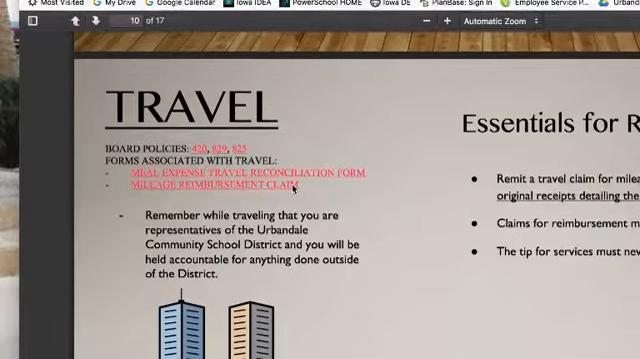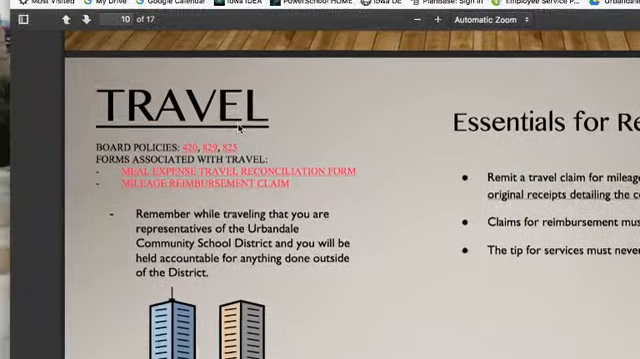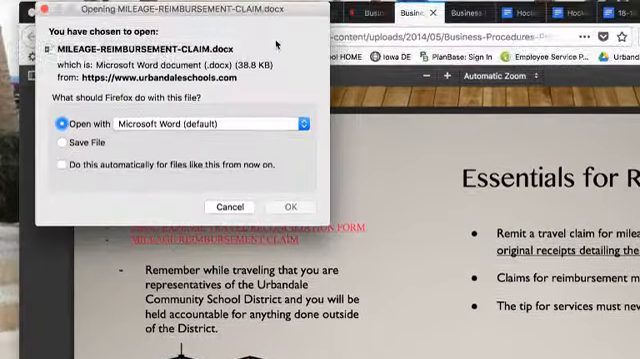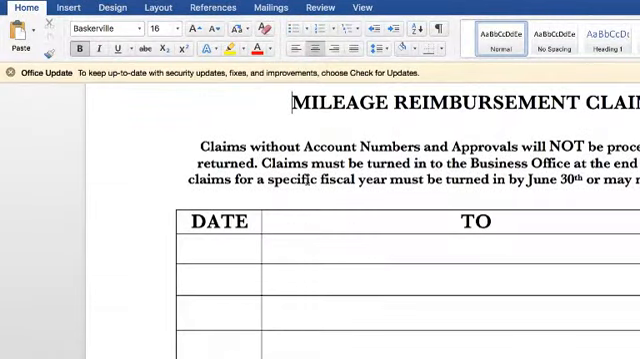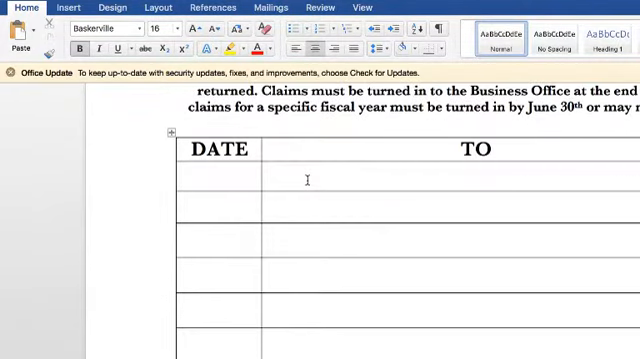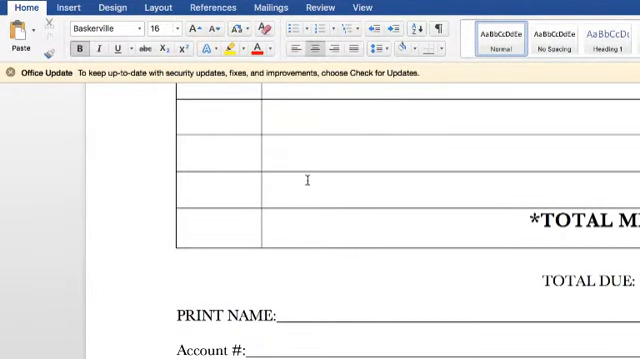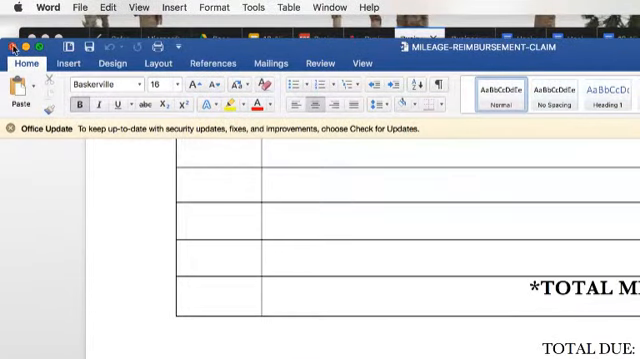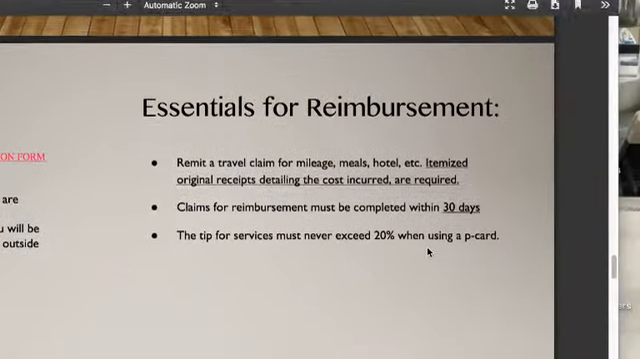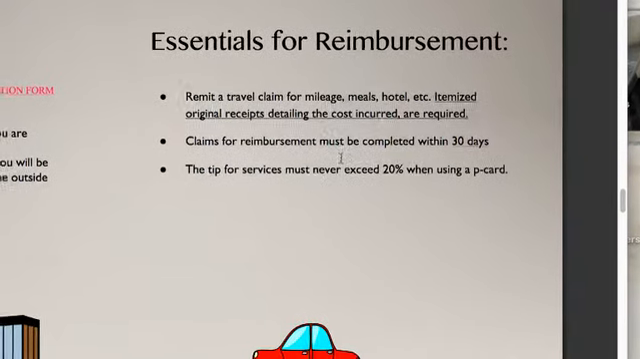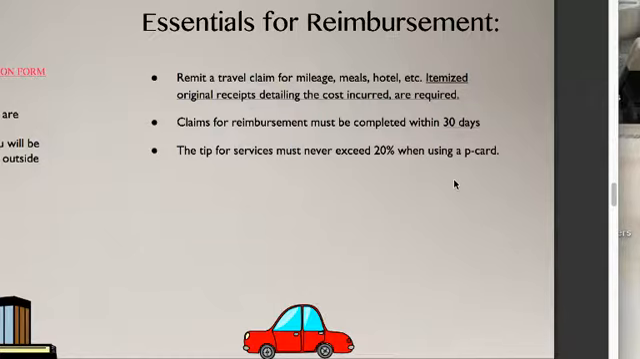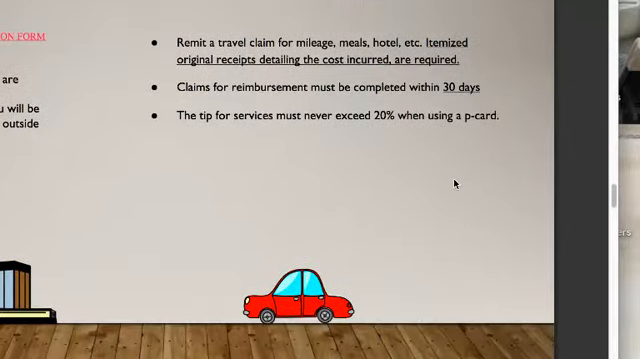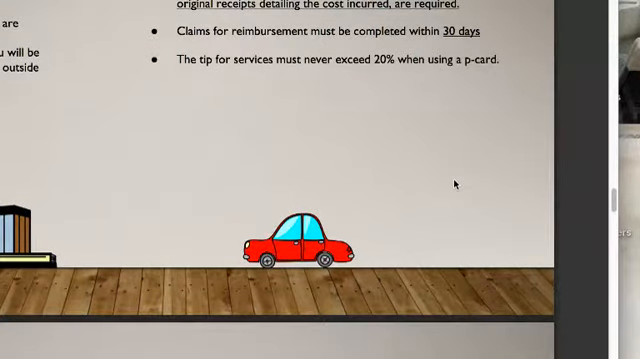There's also a mileage reimbursement claim that is required to be completed after travel within 30 days. Tips can't be more than 20% when using a P card, and any type of alcohol that's purchased must be purchased by the individual on a separate receipt. Otherwise, none of that will be reimbursed if it's all included on the same receipt.